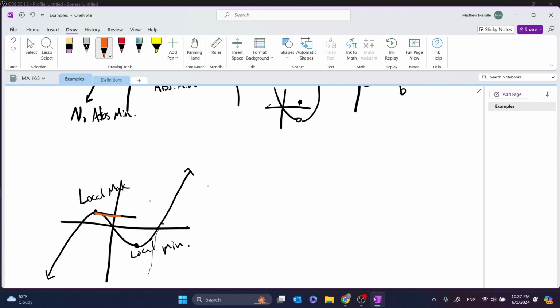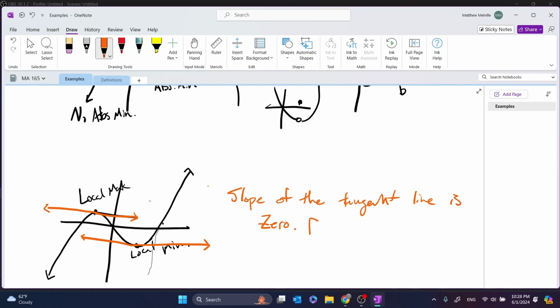Look at the slope of this tangent line right here, and the slope of this tangent line right here. Notice that the slope of the tangent line is 0. So we'd say f prime of x equals 0 will give us a local max or min. Nice.